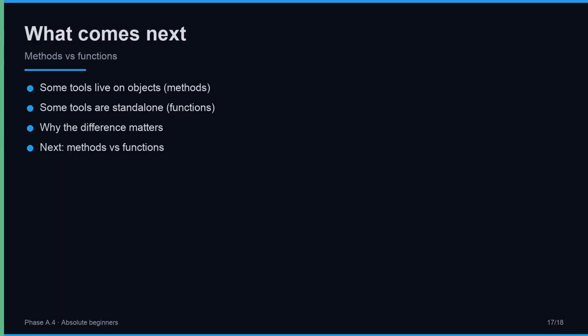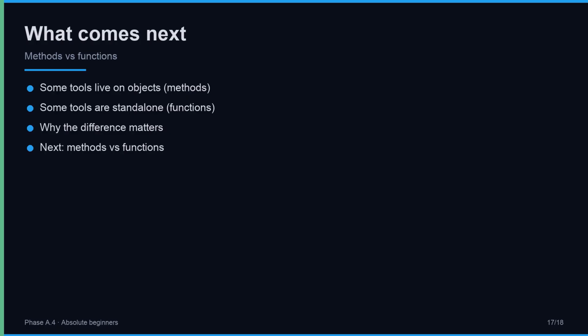Sometimes a tool is attached to the object, hello.upper is a method. Sometimes a tool stands alone, len of hello is a function. Both do work on the string. Why the difference? When do you use which? That is the next lesson. Same calm pace, one comparison at a time.